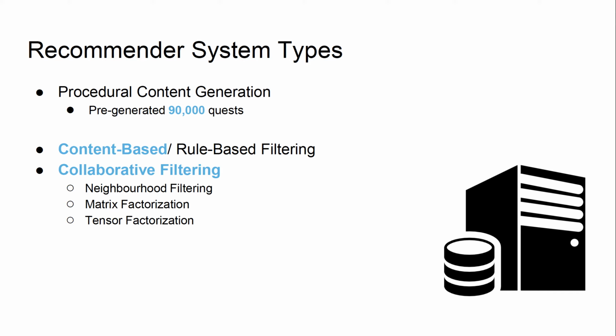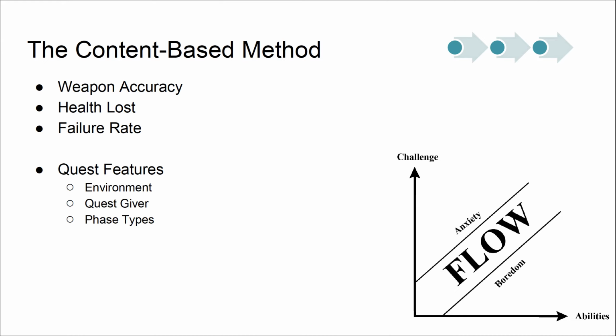So now that you have these quests, then we have the machine learning algorithms. The first one is the content-based or the rule-based filtering algorithm, and the second one is the collaborative filtering algorithm. And there are 3 different variations of collaborative filtering algorithm. So let's go through this one by one. Let's talk about content-based filtering first. This is an easier one, and it takes the features and the difficulty separately.